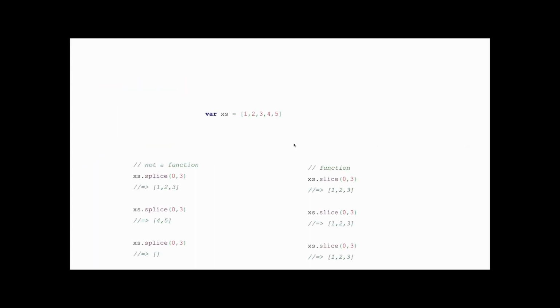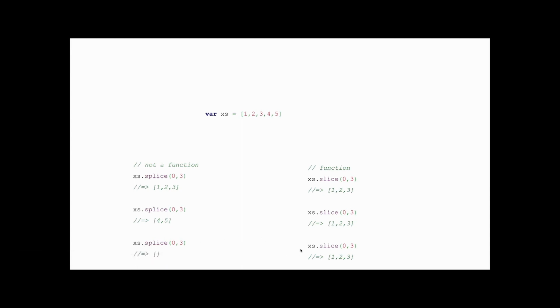Okay, so a few more examples of the same thing. As you can see, we've got an array, 1, 2, 3, 4, and 5. We're going to be running multiple splices and multiple slices on it. When you run splice on it, splice is not a function. Why? Because if you run it once, you get 1, 2, 3. If you run it again on the same array, you'll get 4 and 5. And then if you run it again, you'll get nothing in the end.